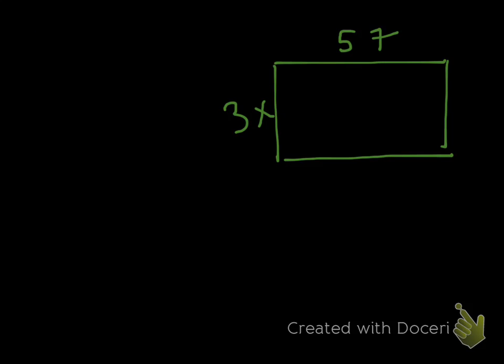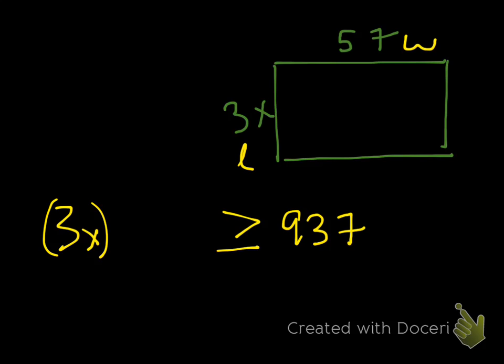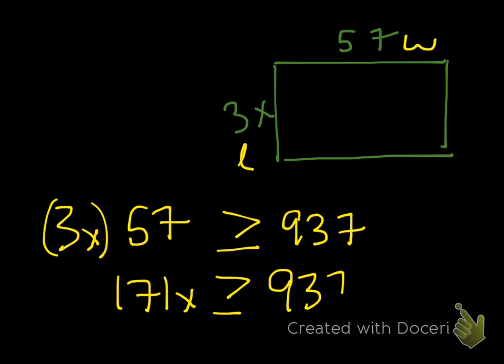All right, this one says you're going to determine the value of x so that the area of the rectangle below is at least 937 square feet. So let's start with if it's at least, then it's going to be greater than or equal to 937. And the biggest mistake you guys made is remember area is length times width, so it's 3x multiplied by 57. And when you do that, you get 171x is greater than or equal to 937.